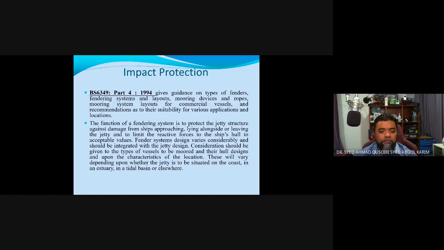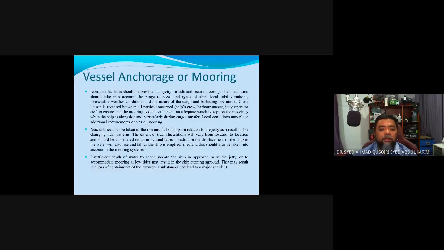For a safe and secure mooring, the installation of a facility should include all range, sizes and types of ship, tidal variation, weather conditions, and type of cargo and ballasting operation. So there may be special types of jetty that can only handle special types of ships and special types of cargo.